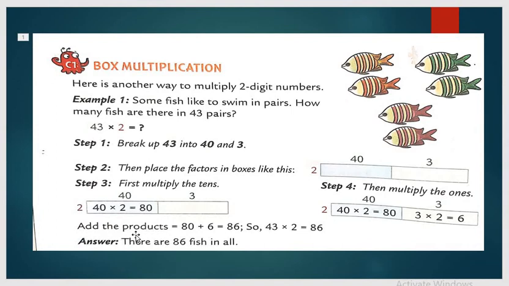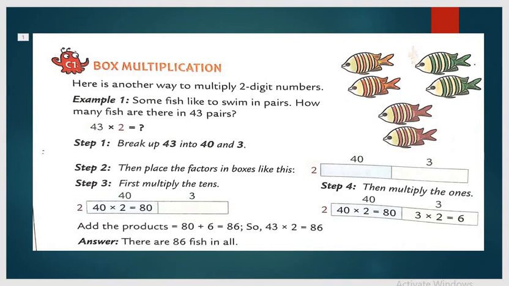Then after that, the product 80 plus 6 is equal to how many? 86. So 43 multiplied by 2 is equal to 86. Answer: there are 86 fish in all. Got my point, all students? I hope you all have understood.